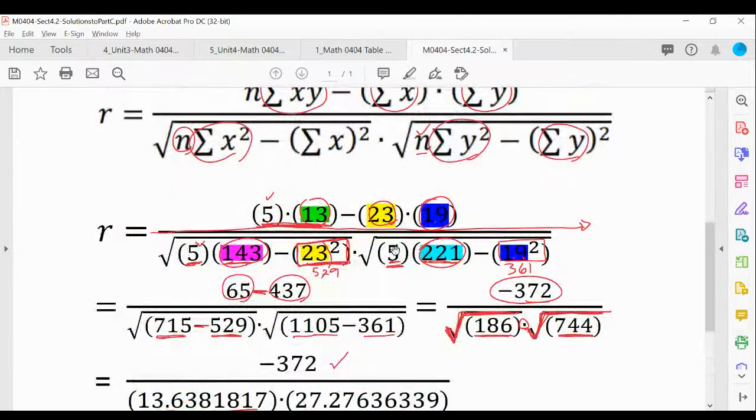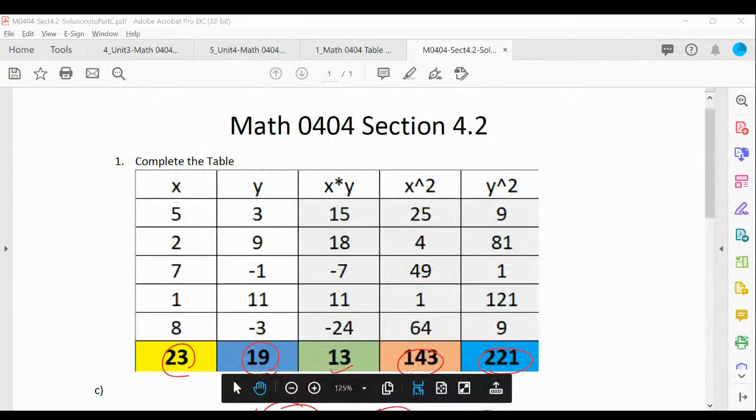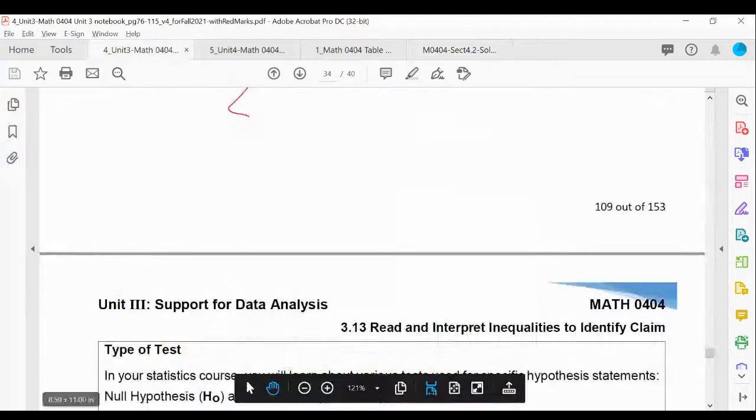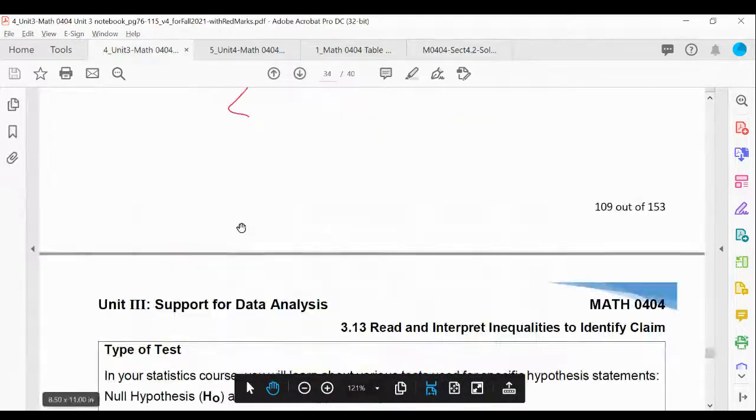So show all of this work, keep track of this, try to do this without the video once again, and complete the rest of the questions. Your instructor for Math 0404 may ask you to upload these onto Blackboard.